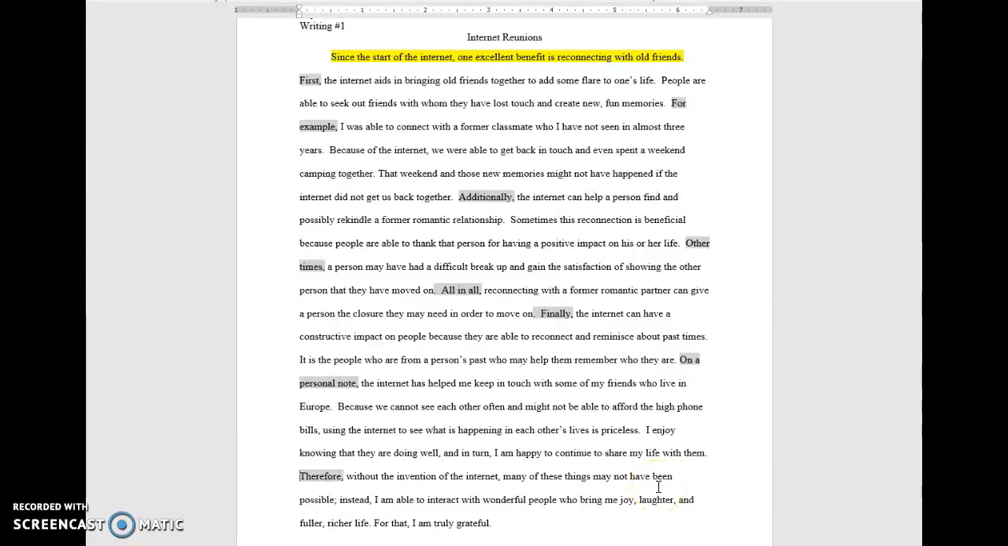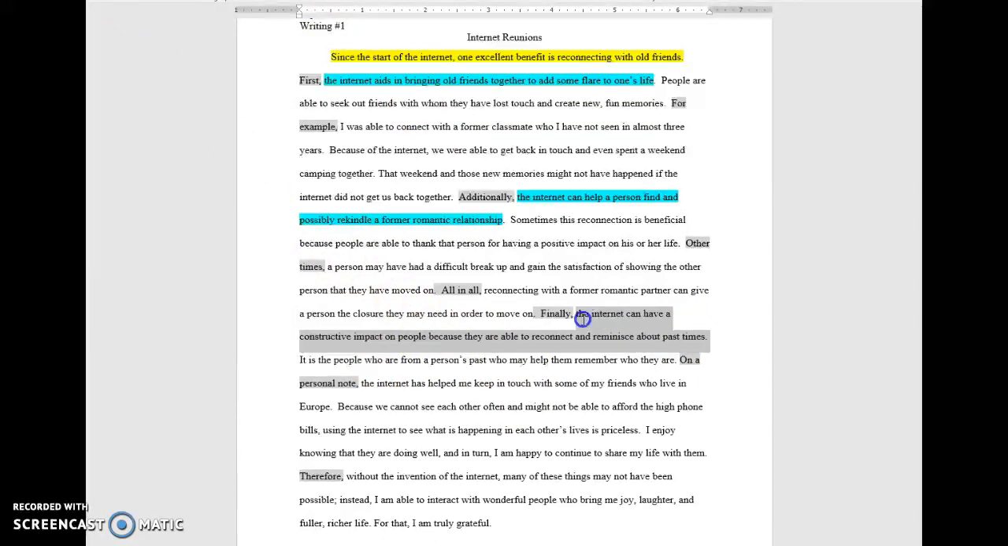Now that that's done, let's look at the major details. Okay, from the brainstorming, I know that this is a major detail. This is a major detail. And this is a major detail because they back up my topic sentence.